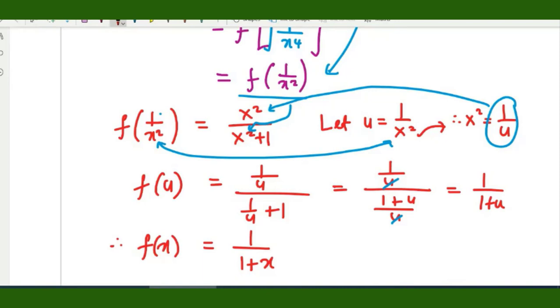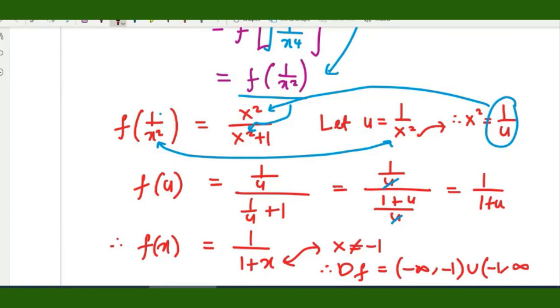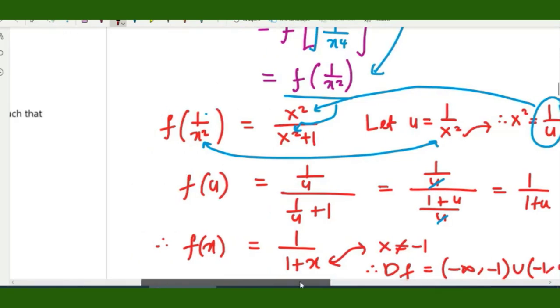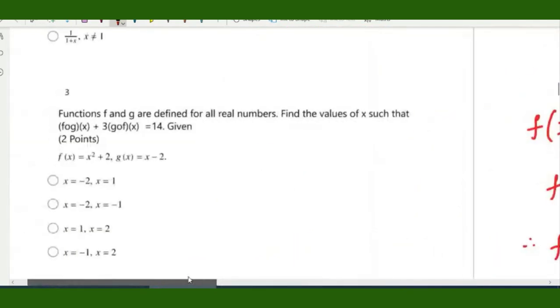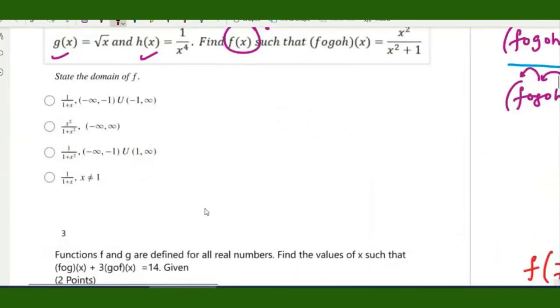Okay? And the next question is to state the domain of our f of x. So, obviously, our x cannot take the value of negative 1. Therefore, the domain of f will be all real numbers except negative 1, or we could write it in interval form of negative infinity to negative 1 union with negative 1 to infinity. So now looking at the answer, this answer here itself.